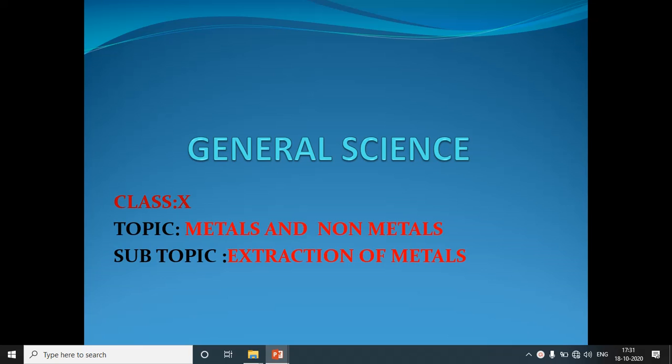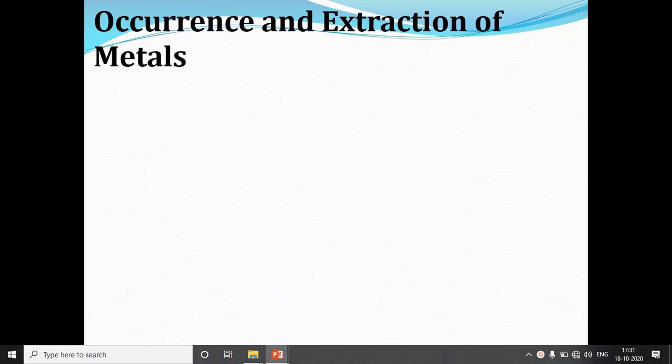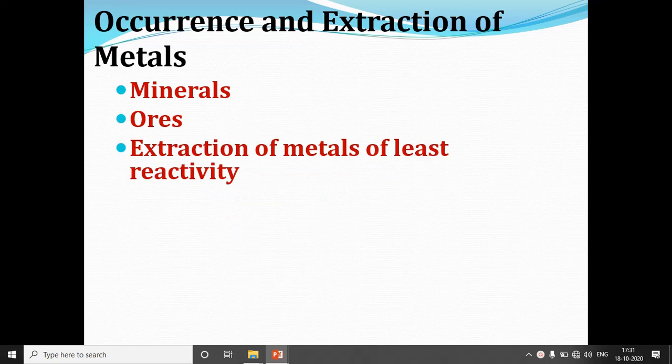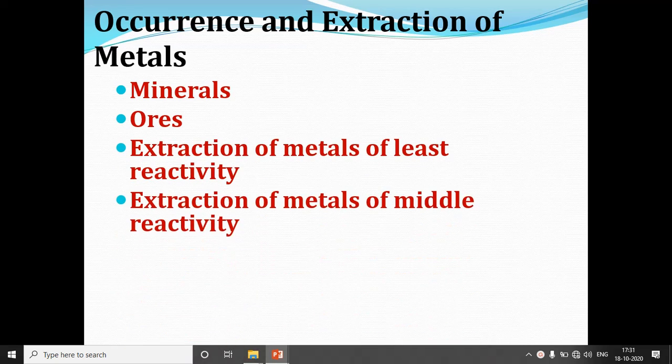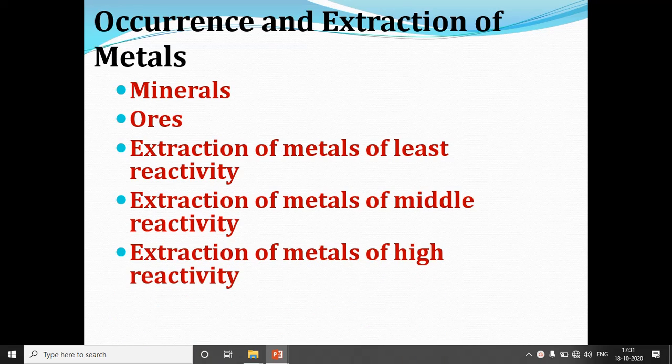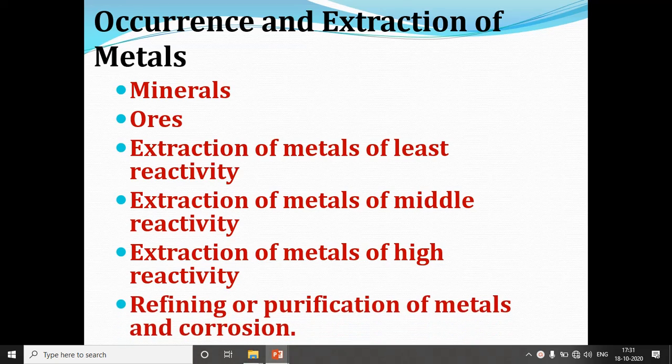Good morning, children. Today we are going to see about extraction of metals. So in this class we are going to see briefly about minerals, ores, extraction of metals of least reactivity, extraction of metals of middle reactivity, extraction of metals of high reactivity, refining or purification of metals and corrosion.